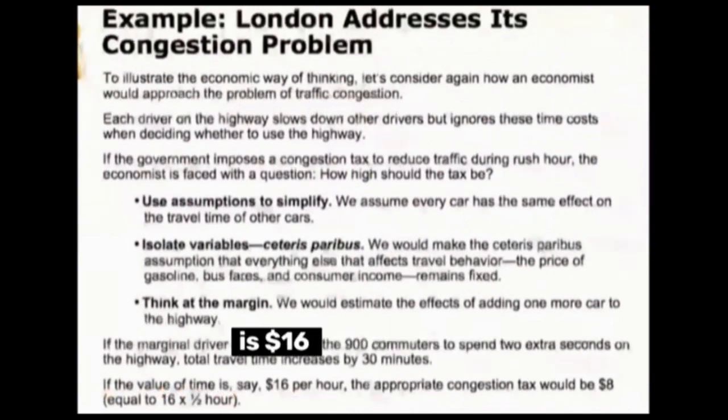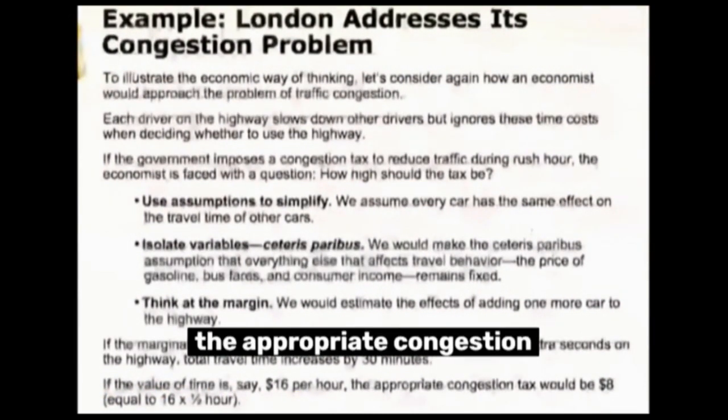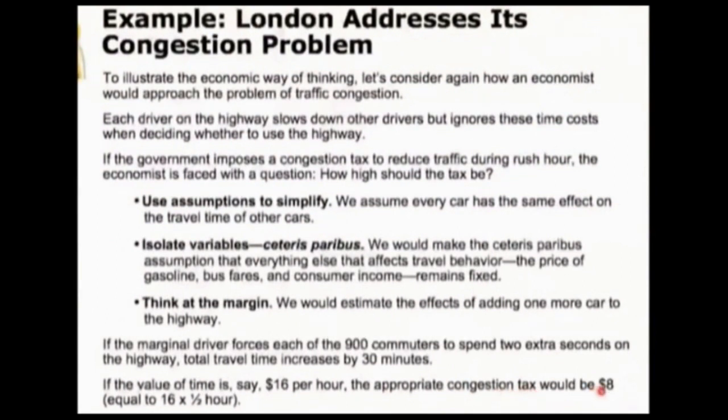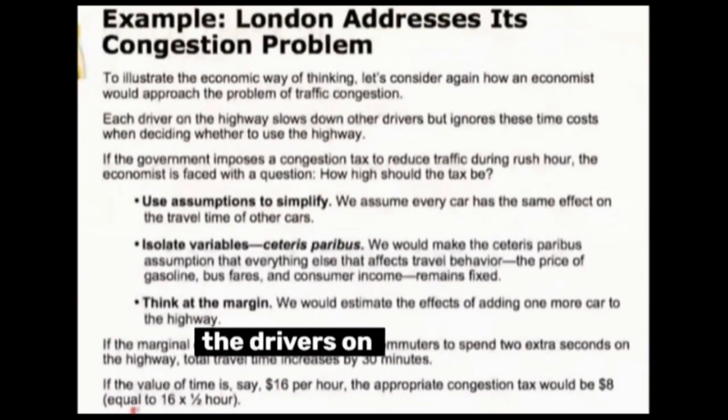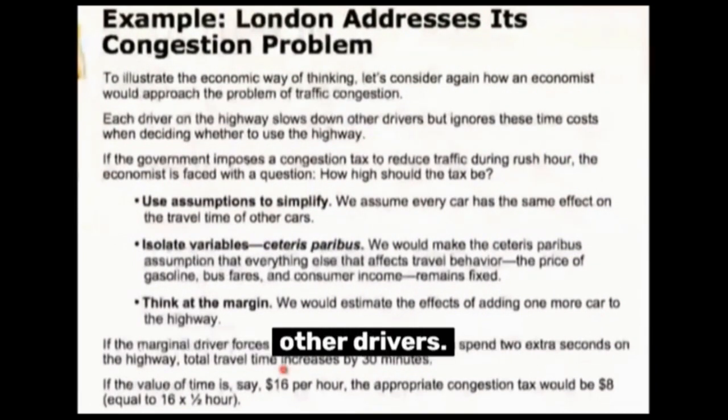So suppose that the value of time is $16 per hour. Then the appropriate congestion tax would be $8. If I drive on the freeway, I slow down everybody else on the freeway by a total of 30 minutes, and if time is worth $16 per hour, I've cost the drivers on the freeway $8. So the appropriate congestion tax is that tax which would get me to consider my effect on other drivers, and that would be $8. And then I would have the incentive to reduce the number of times that I was on the freeway, and reduce it by the appropriate amount.